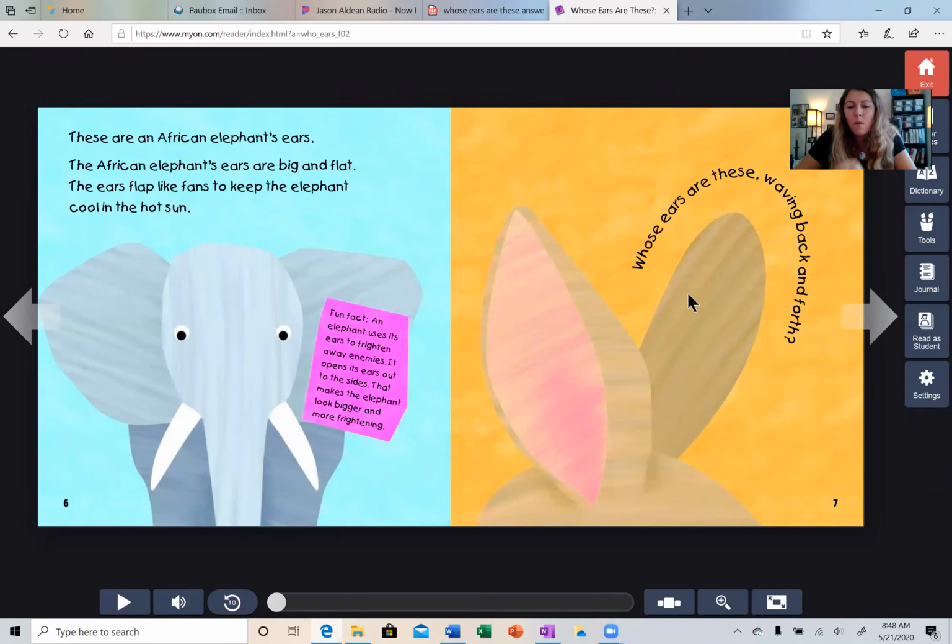Okay, well, look at this picture right here. We're on to our next one. Whose ears are these waving back and forth? Okay, take a look at these ears. Who do you think they belong to? I have a guess, but let's see. Okay, let's see our choices.